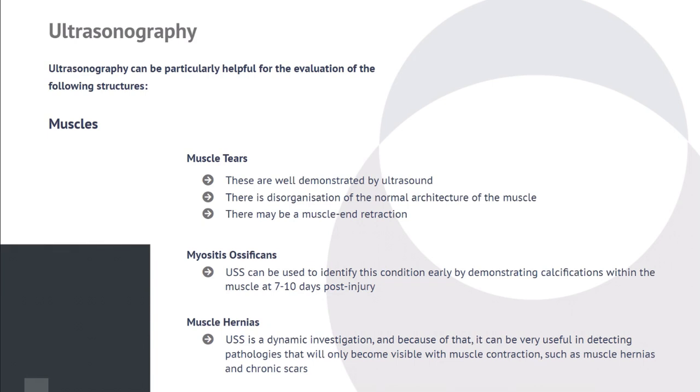Myositis ossificans. USS can be used to identify this condition early by demonstrating calcifications within the muscle at 7 to 10 days post-injury. Muscle hernias. USS is a dynamic investigation, and because of that, it can be very useful in detecting pathologies that will only become visible with muscle contraction, such as muscle hernias and chronic scars.